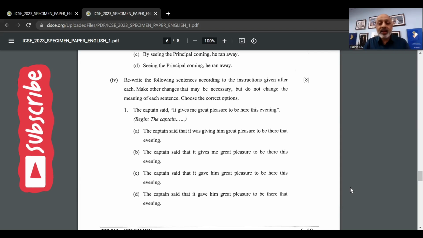I consider it, I mean, it's a flagship course of our app, but I also think it is the most challenging paper as far as the ICSE is concerned, especially among the language ones. It's definitely more challenging than literature for sure. That much I can tell you. Okay, so that's as far as the English language paper is concerned.